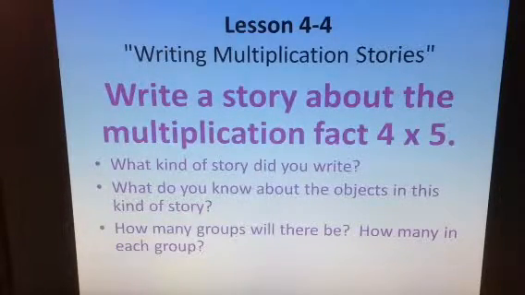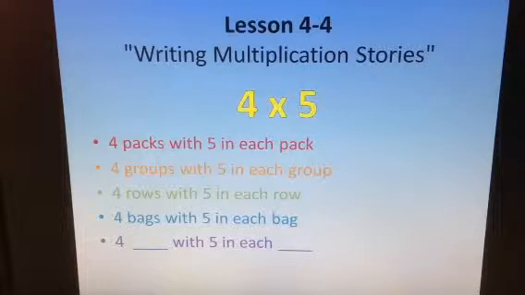Then we talked about the story. What kind of story did you write? A multiplication story. What do you know about the objects in this kind of story? You know that there are groups in which there is an equal number in each group. In this case, there are 4 groups with 5 in each group. So you could say 4 packs with 5 in each pack. You could tell a story about 4 groups with 5 in each group, 4 rows with 5 in each row, 4 bags with 5 in each bag. It doesn't matter what you choose to talk about.